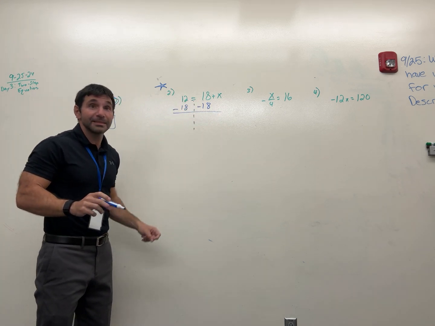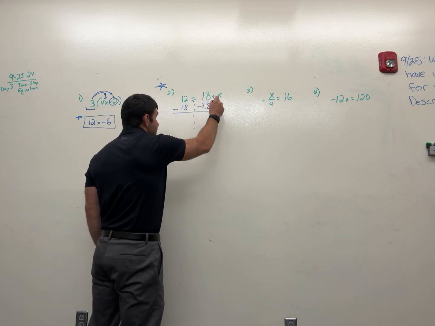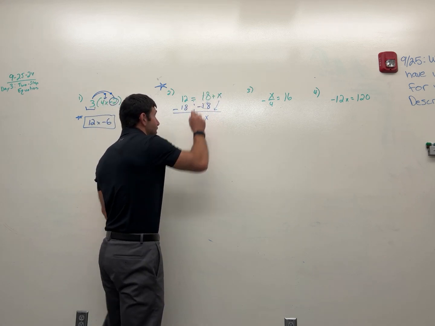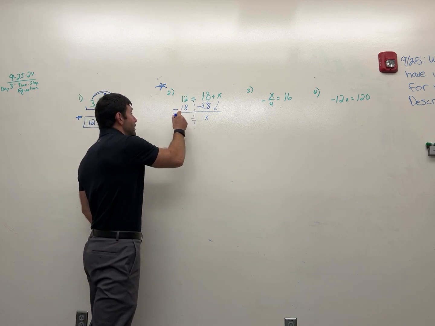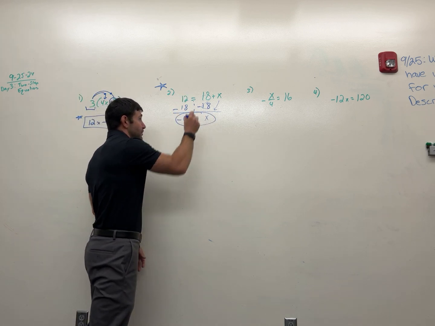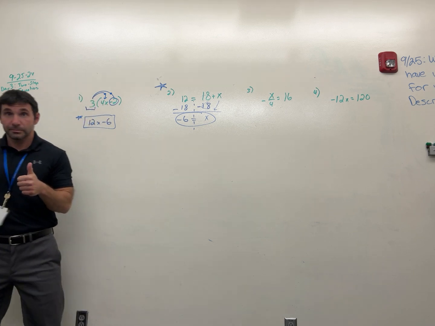18 minus 18 is 0. That's really the additive inverse. 18 minus 18 is 0. 0 plus x is x. That's the additive identity. 12 minus 18 is -6. Thumbs up if we got that one.